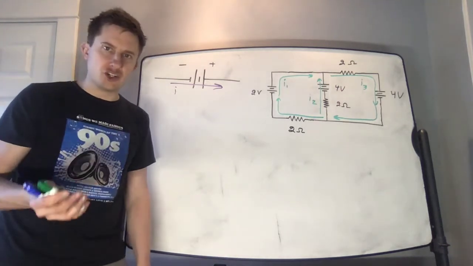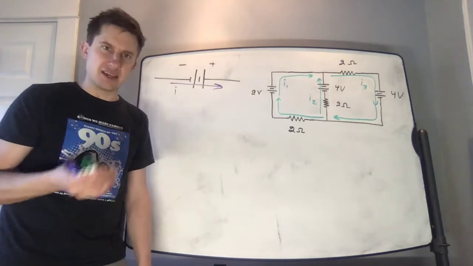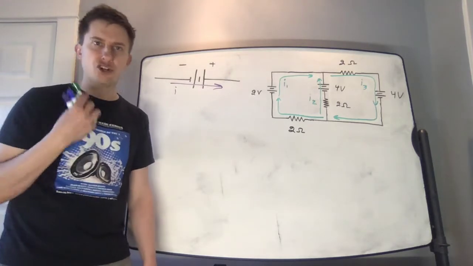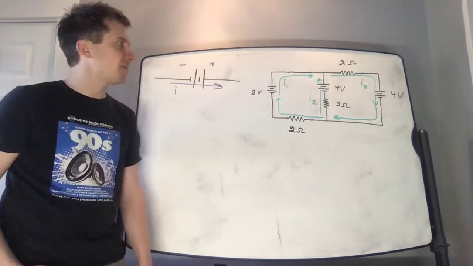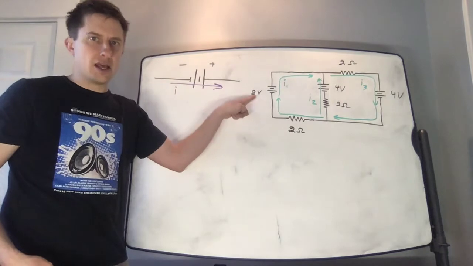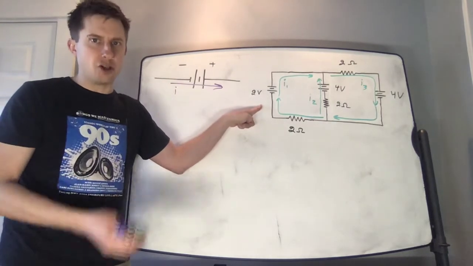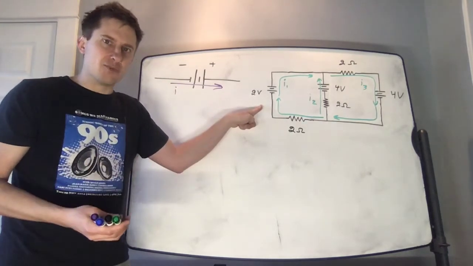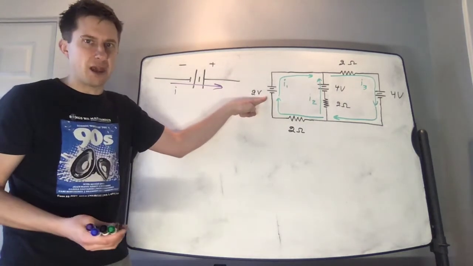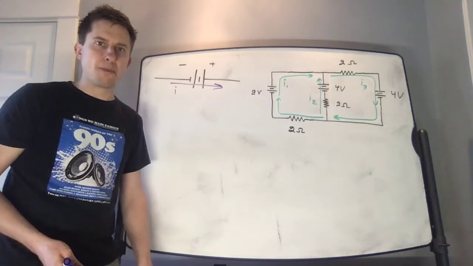Looking at the voltages of these batteries, and if I think of voltage loosely as how hard a battery is trying to push charges in a certain direction, I see I have two 4-volt batteries and a 2-volt battery. Because this battery has a smaller voltage, I think it is most likely that current will be flowing downwards through this battery as opposed to the other two.